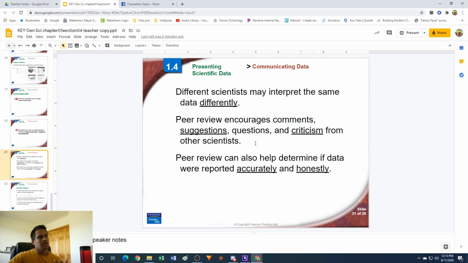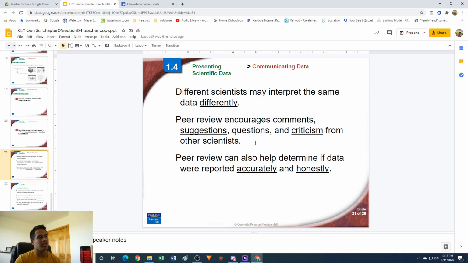But understand that, of course, even when you're presenting information to other scientists, they might interpret the data differently than the way you interpreted it. So typically, before you publish anything or put information out there, it's really important to let other people look at it and review it, to encourage comments, suggestions, questions, or criticism about your work before you put it out there. The main reason for these peer reviews is to make sure that what you're putting out there is accurate, honest, and not biased.